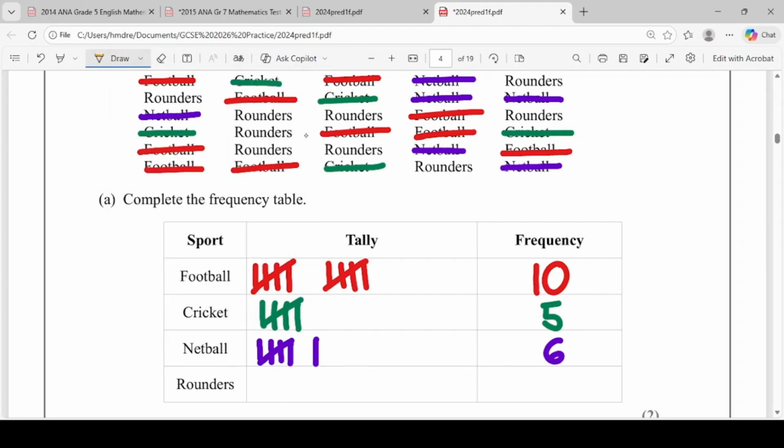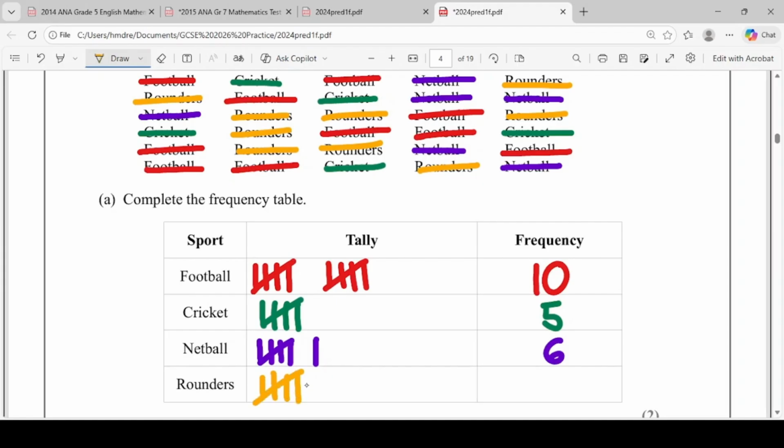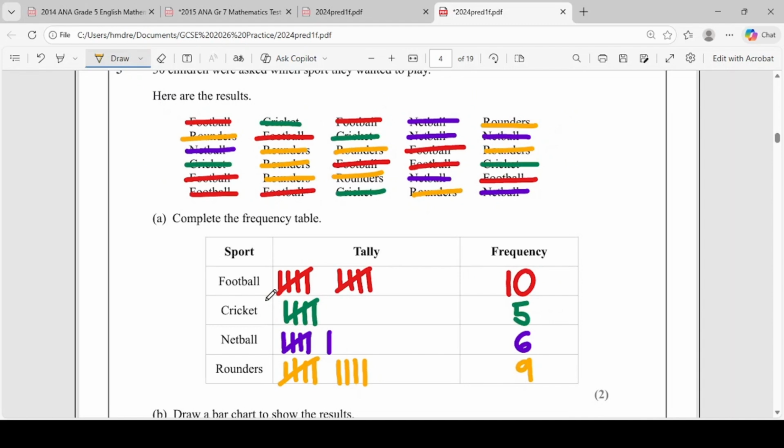And finally, we've got rounders: 1, 2, 3, 4, 5, 6, 7, 8, 9. There you go. So nice, easy 2 marks for that. And then usually the next step would be draw a bar chart to show these results.